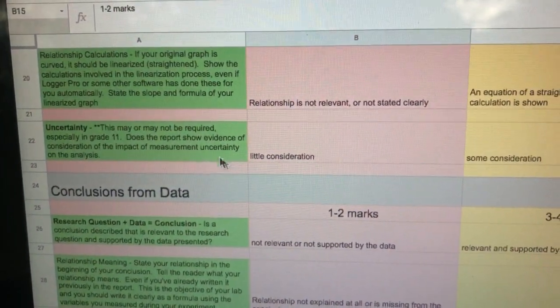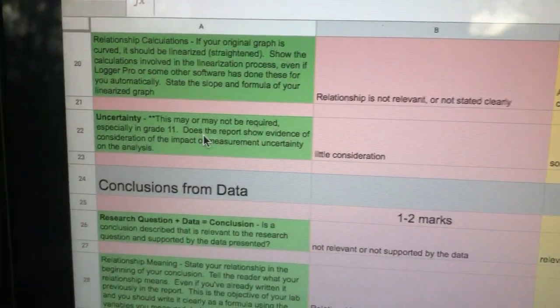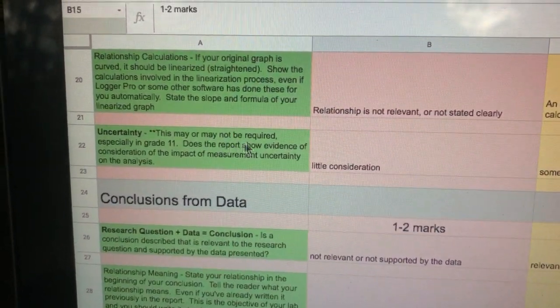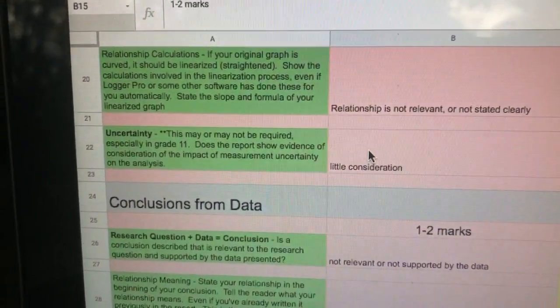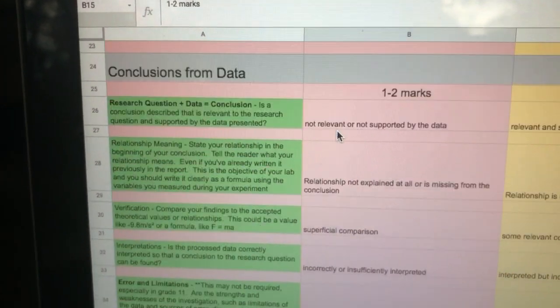The uncertainty bit is something we'll start doing this year, but for this lab, you don't need to do any uncertainties. If you can figure out how to do error bars and you have multiple samples, that would be great. But it's certainly not required in this lab.